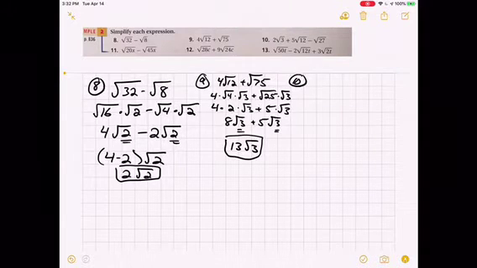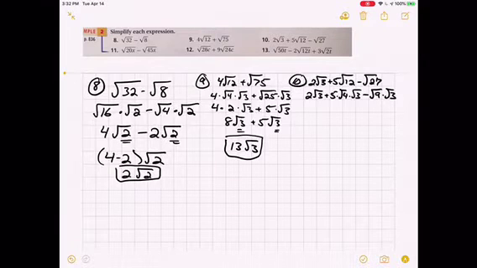Number 10. And that's 2 times the square root of 3 plus 5 times the square root of 12 minus the square root of 27. So 3 terms. And so the first one we can't do anything with, 2 times the square root of 3. The second one, though, we can write as 5 times the square root of 4 times the square root of 3. And the last one we can write minus the square root of 9 times the square root of 3.